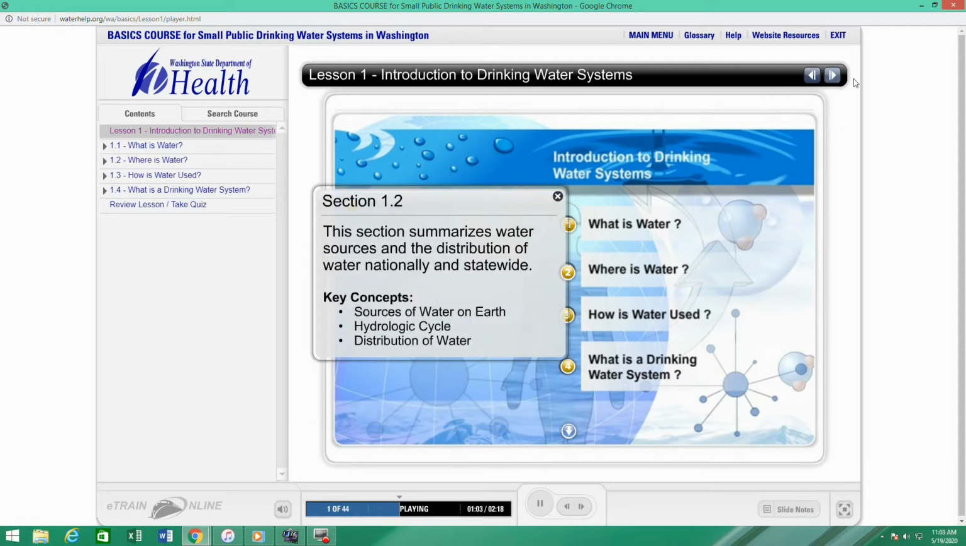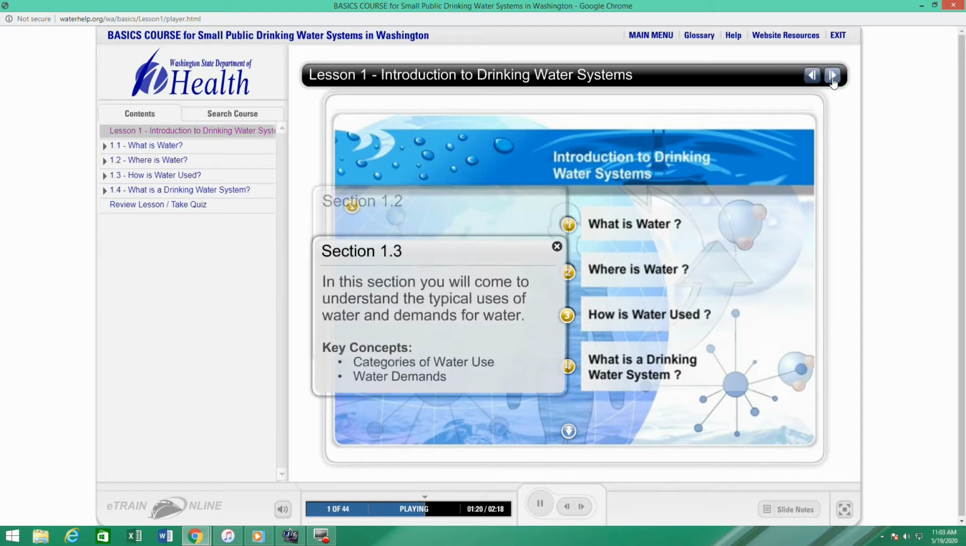Section 1.2, Where is water? This section summarizes water sources and the distribution of water nationally and statewide. Section 1.3, How is water used? In this section, you will come to understand the typical uses of water and demands for water.